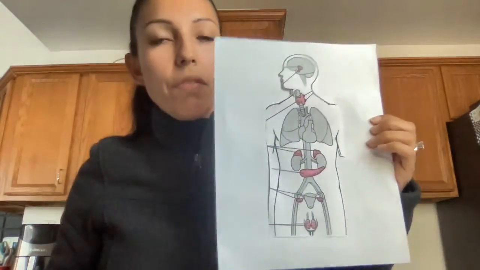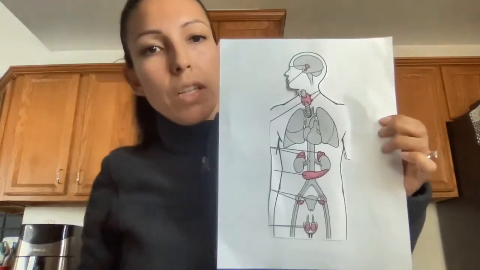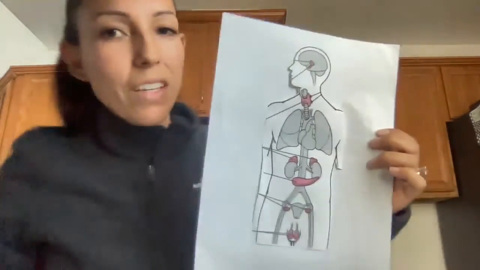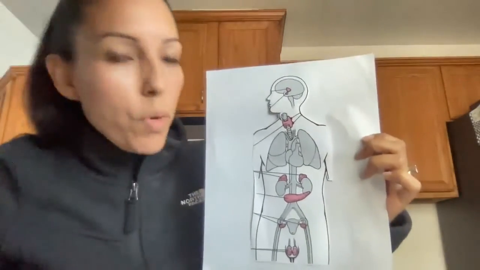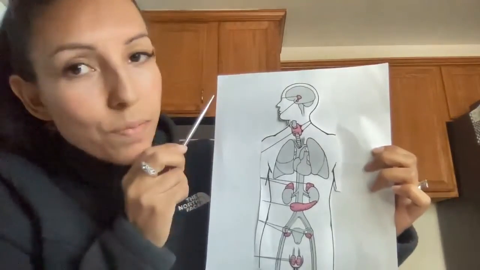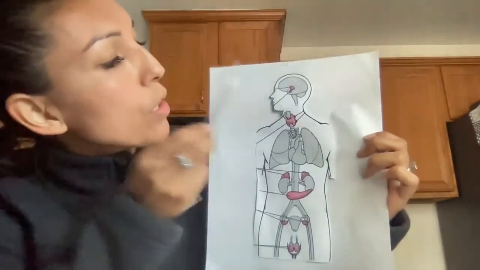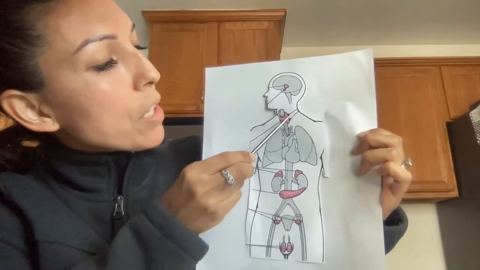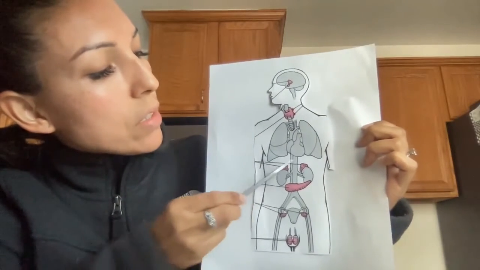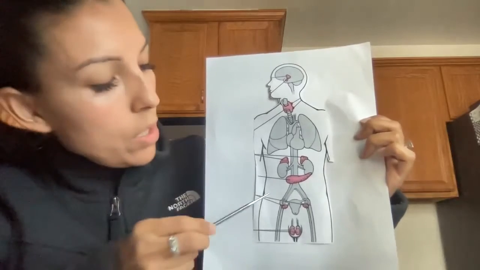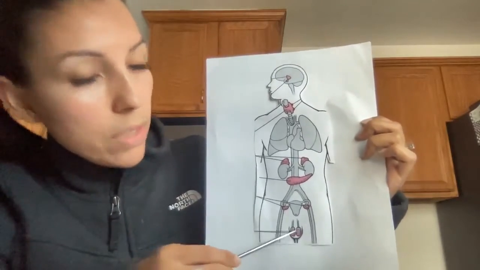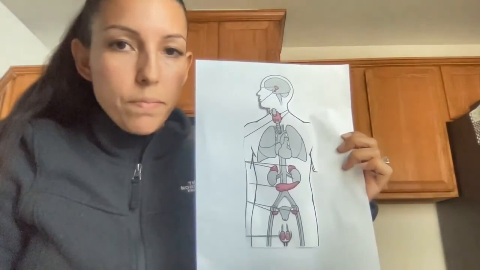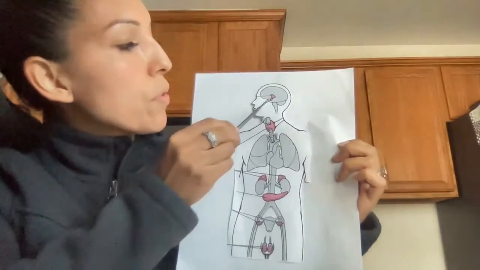Okay, so to start off, I have an image here of the human body with the endocrine glands unlabeled. Okay, so to start off, we have here the hypothalamus, the pituitary gland, the thyroid gland, parathyroid gland, adrenal glands, pancreas, ovaries, and testes. Okay, so we will start off with the hypothalamus gland.